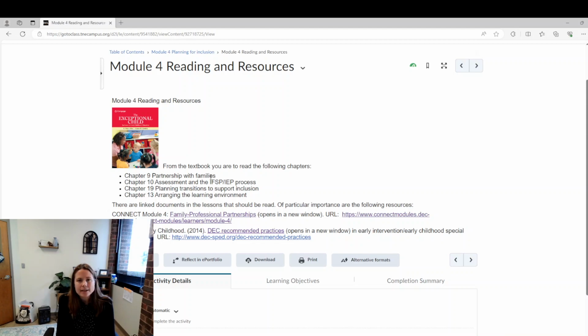We're looking at the assessment and evaluation process, and what requirements are in IFSP and IEPs. Reading about the transitions put in place to support inclusion, and then arranging the learning environment. So these last 2 are really going to help you with your transition plan. So make sure that you definitely look at chapter 13 and 19.